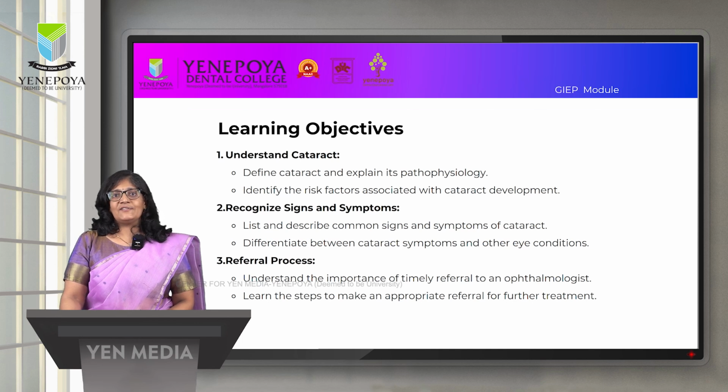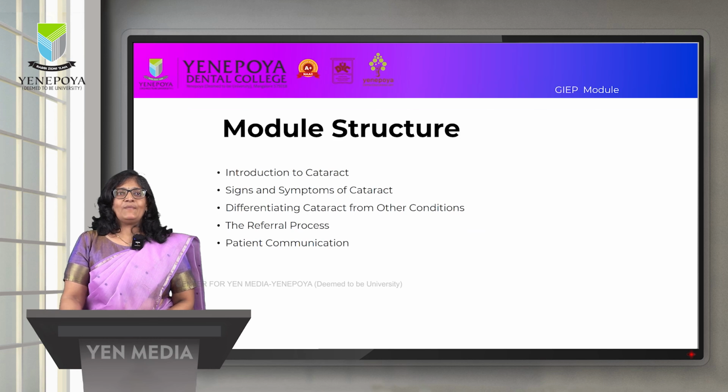What are the objectives? The objectives are basically of three types. That's understand what is cataract, recognize signs and symptoms, and the referral process involved in that. So I'll be taking you through each of these objectives over the period of the next few minutes.